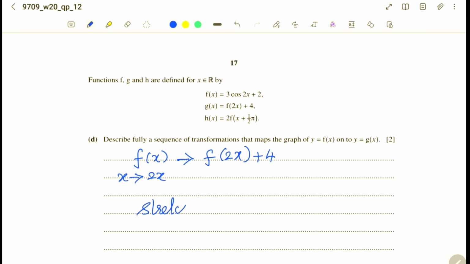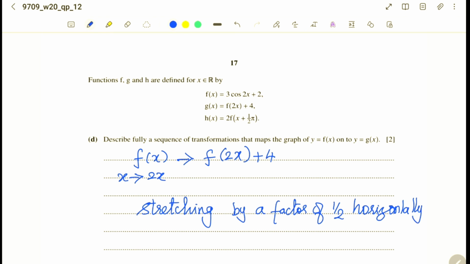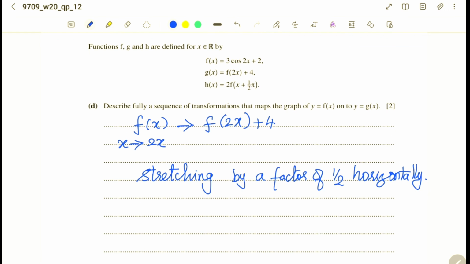Stretching by a factor of 1 over 2 horizontally. Next, plus 4 is given. That means it is a translation by the vector 0, 4.